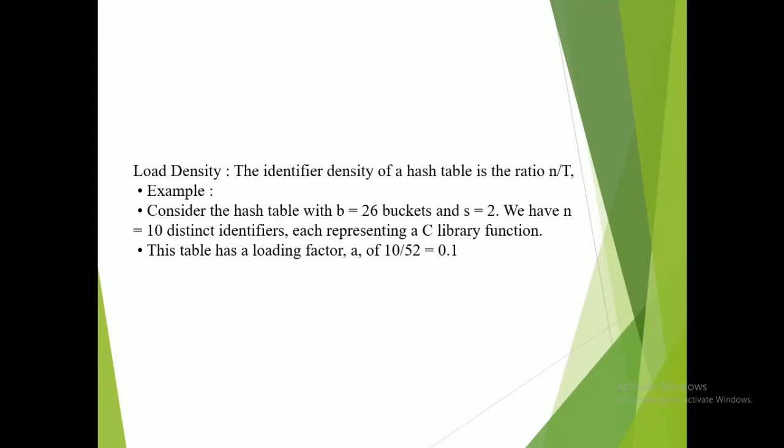Load density. The identifier density of a hash table is the ratio of n by T. For example, consider a hash table with b equal to 26 buckets and s equal to 2. We have n equal to 10 distinct identifiers representing C library functions. This table has a load factor alpha of 10 by 52, which is equal to 0.1.